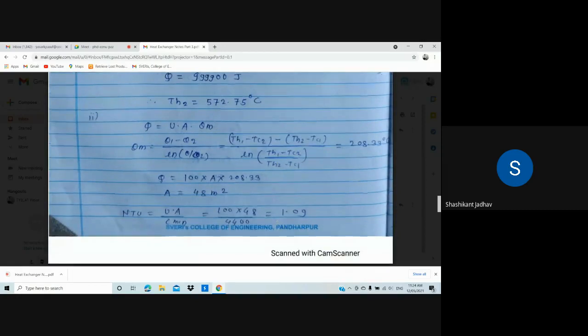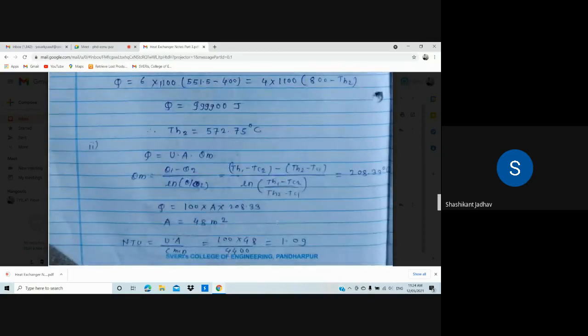First of all, you have to calculate the value of theta m, that is LMTD for the counter flow heat exchanger. The equation for the LMTD for the counter flow heat exchanger is theta 1 minus theta 2 divided by ln of theta 1 upon theta 2. For the counter flow heat exchanger, theta 1 is TH1 minus TC2, and theta 2 is TH2 minus TC1.